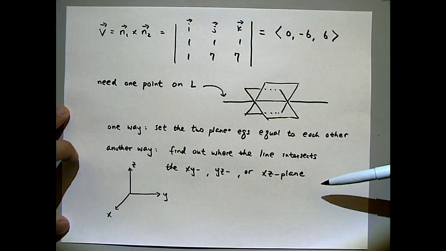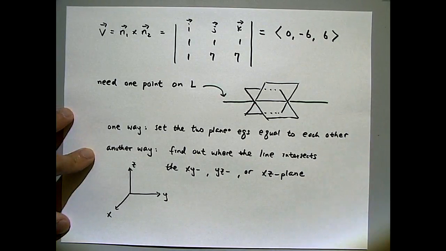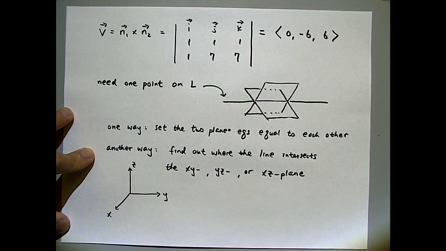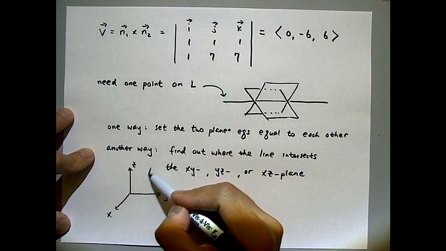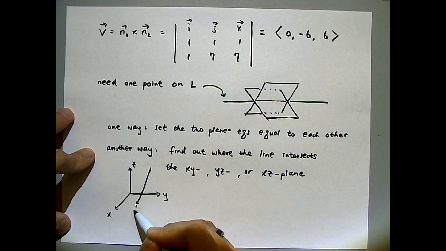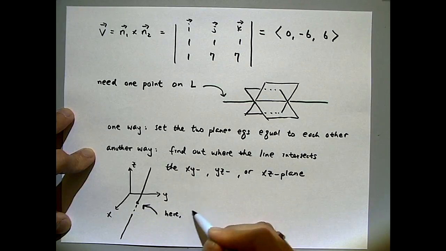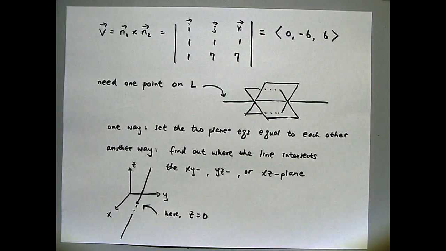And this will be an easier process than doing the first way, which by the way is a great way to do it. But this will be slightly easier because you know at the intersection with one of these planes, one of these numbers is zero. Right? So for example, if you imagine this line intersecting the xy plane, at that intersection, you know z is going to be zero, because that's the intersection with the xy plane. So let's try that and see what we can find.